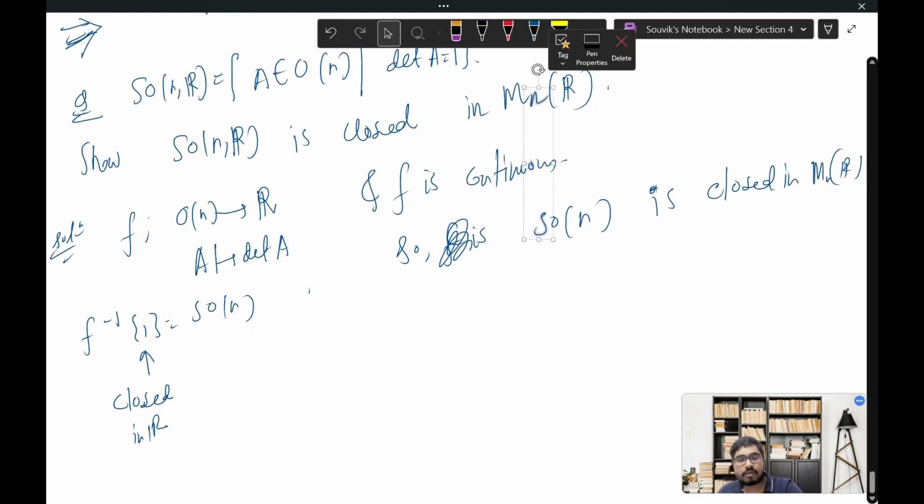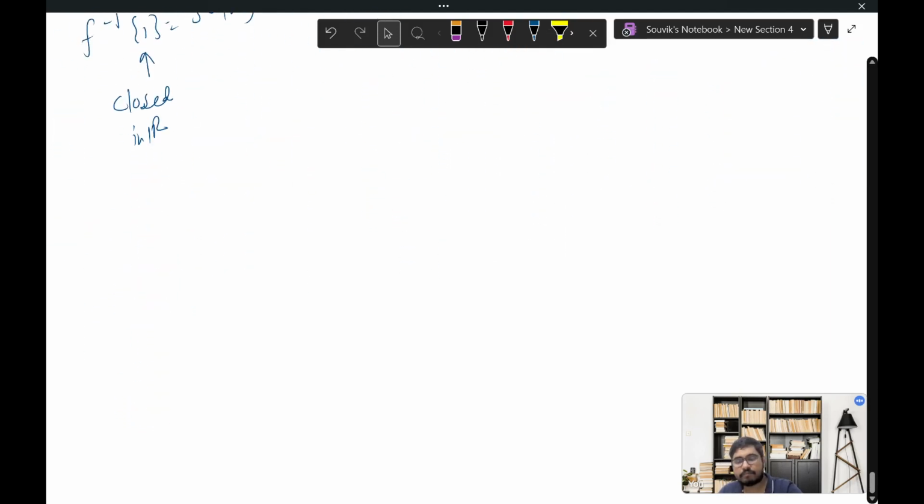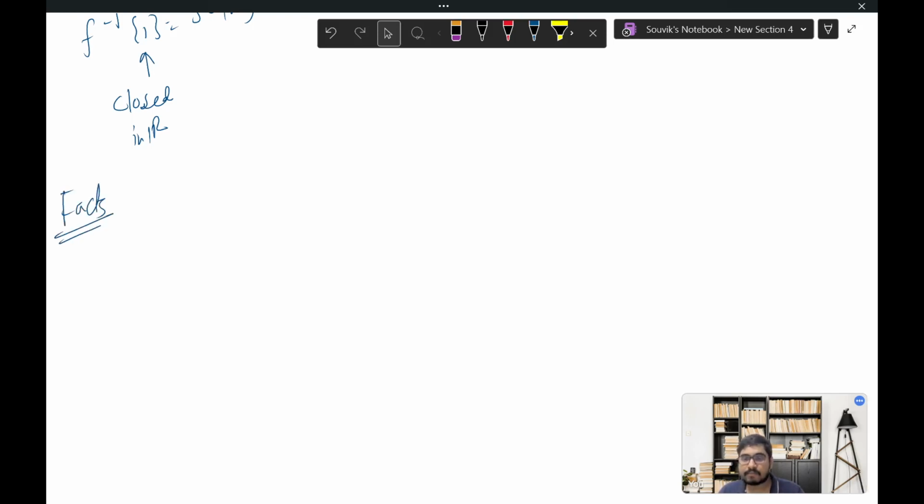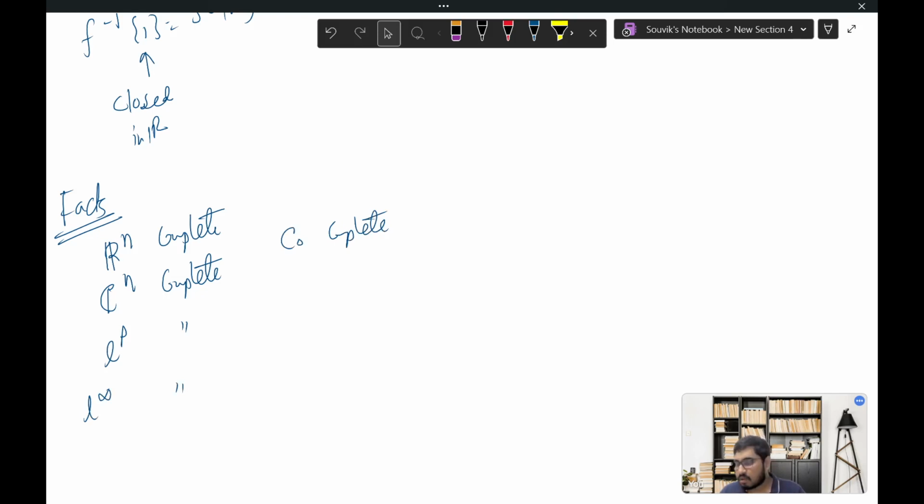Well, so let me state some facts. I'm not going to prove these things. You can find them in the literature. Rn is complete. Cn is complete. Lp is complete. Also L infinity is complete. C0 is complete. These proofs you can find in any book on matrices or any book of basic functional analysis.